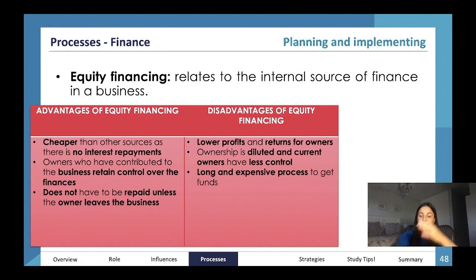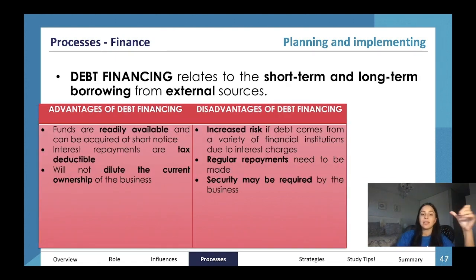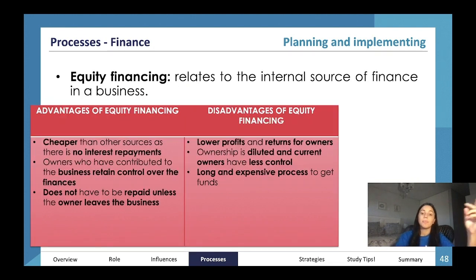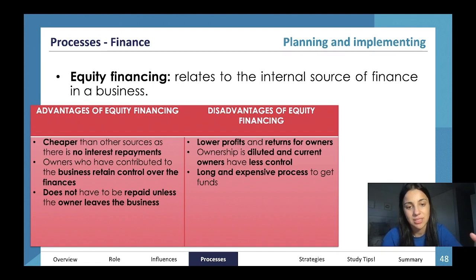So it's really just a matter of considering which is going to work best for the business. Understanding the advantages and disadvantages is really important because it's a common short answer question. So what are the advantages and disadvantages of debt and equity financing? But also in the business report, I've seen quite a few times that they've written like consider debt or equity financing for this business, and you have to recommend which is going to work better for them.